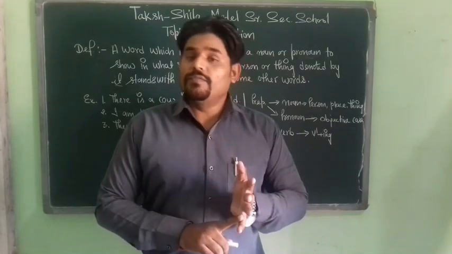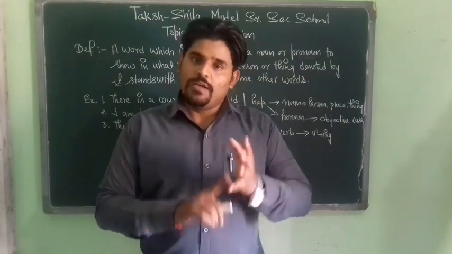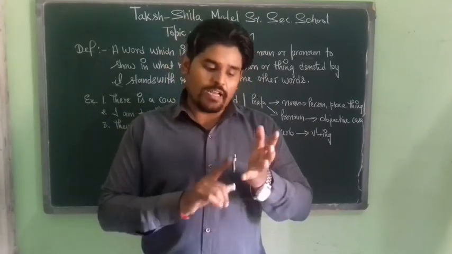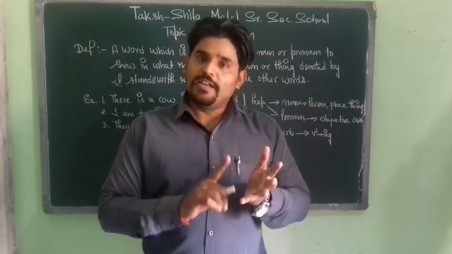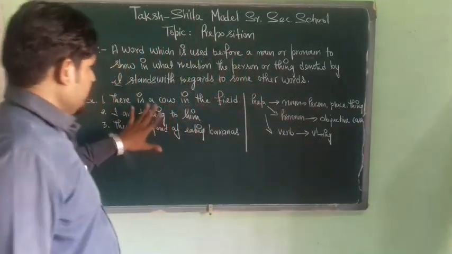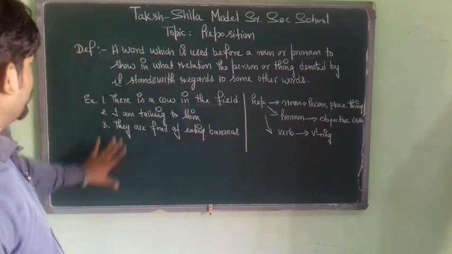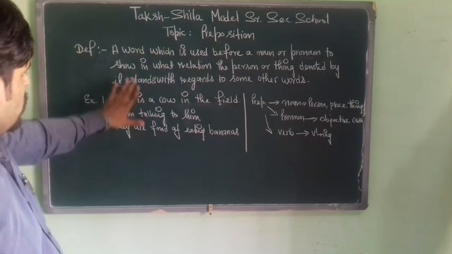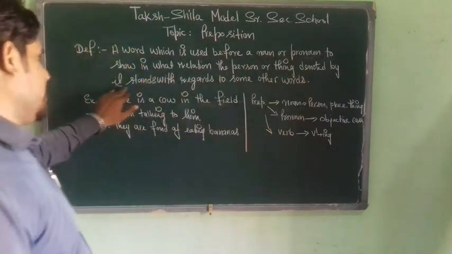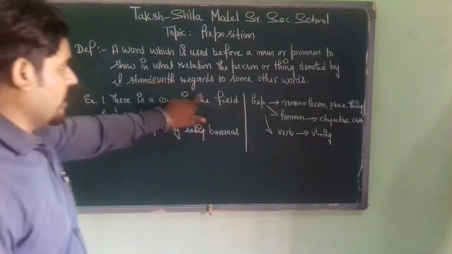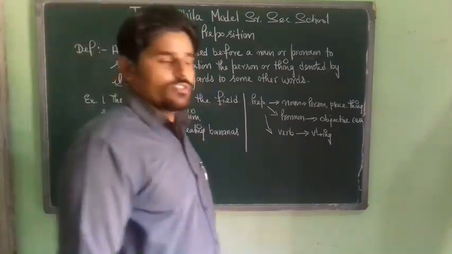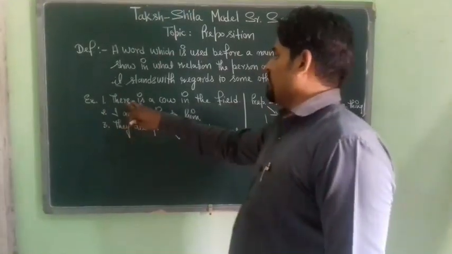And these two words are what? First, the word which is denoted by it, meaning the preposition. Second can be any other word, and this other word can be a noun, an adjective, an adverb or a verb, right? So here we'll try to understand this definition with the help of these three examples. It is used to show in what relation the person or thing denoted by it, meaning the preposition, stands with regard to some other words. So in order to understand this definition precisely, let us take a look at the first example.